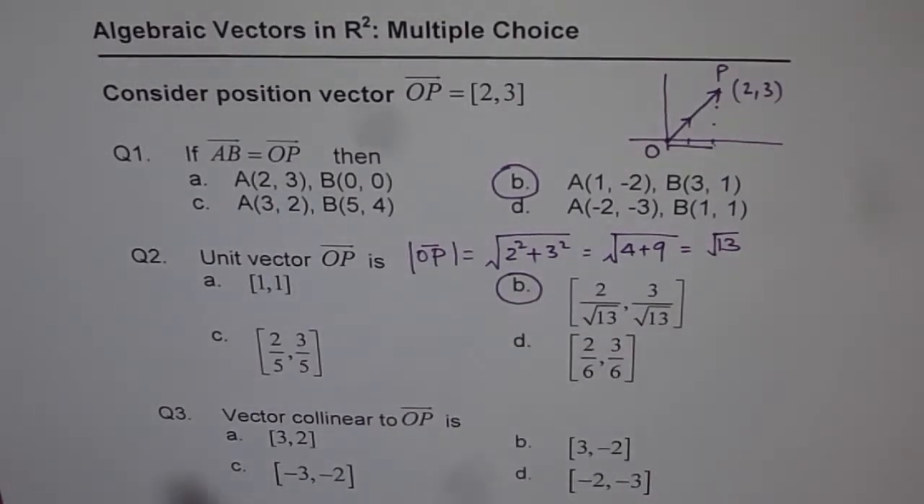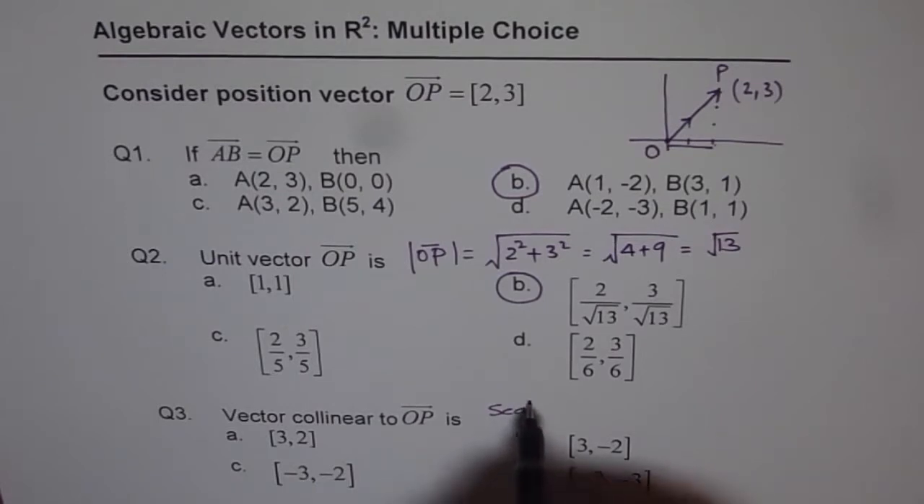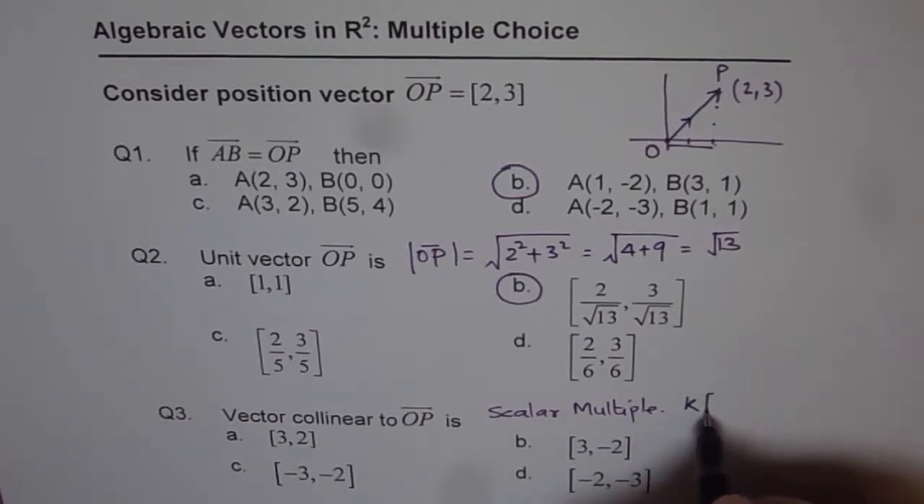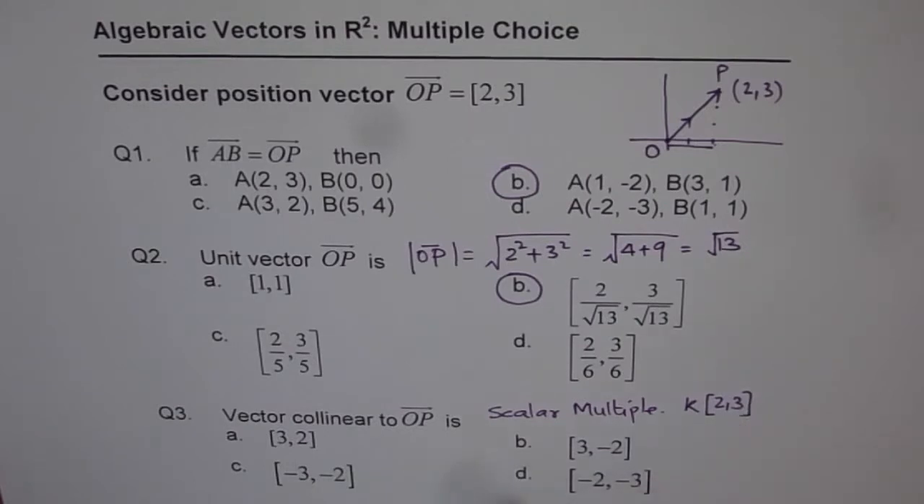That's correct. Question number 3 is the vector collinear to OP, and we are given 4 choices. Now what is a collinear vector? Collinear means it is a scalar multiple, just a scalar multiple. That means k times (2, 3). This is what we are looking for, and k is any integer. It could be 1, 2, minus 1, minus 2, whatever. Now let's try to figure out which option fits it.